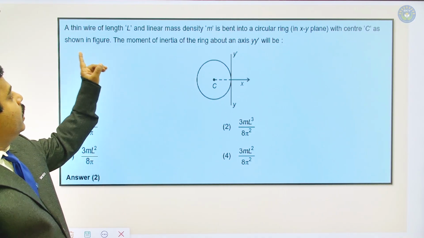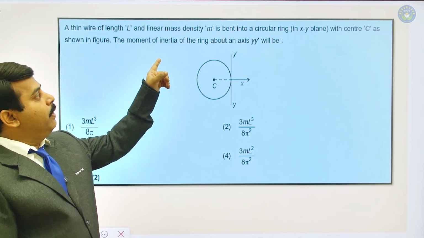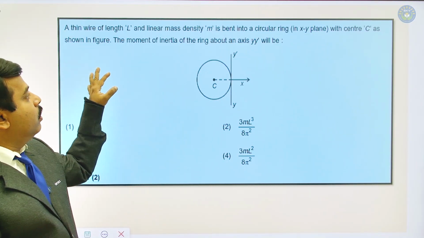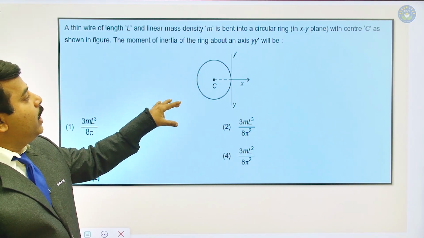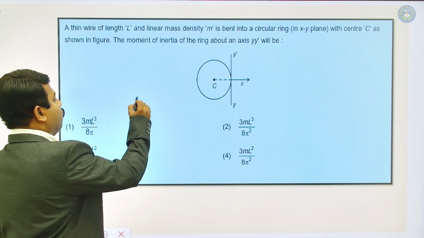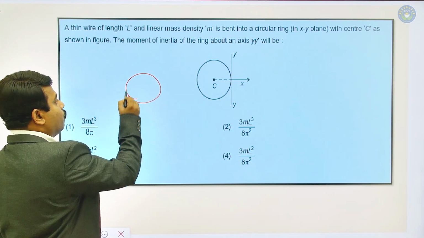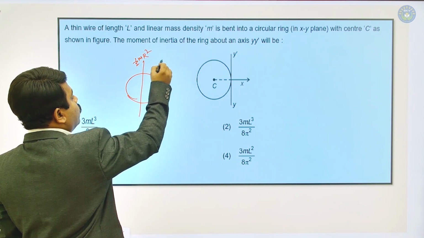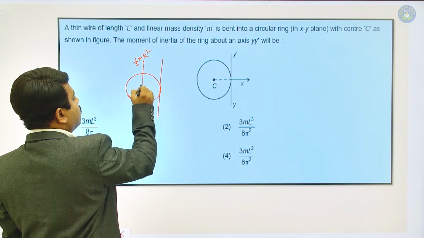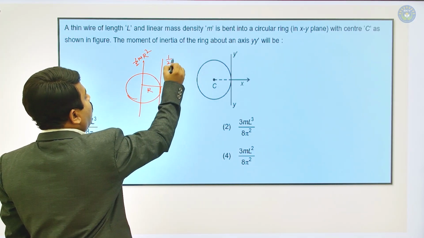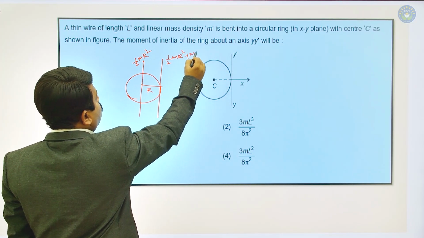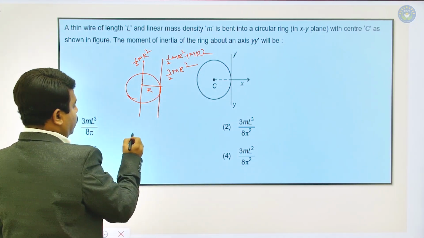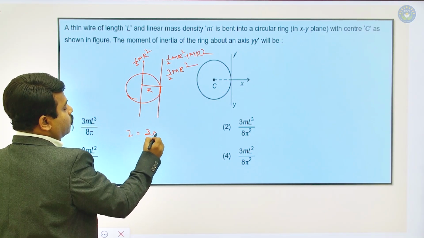A thin wire of length L and linear mass density M is bent into a circular ring with the center C as shown in the figure. Moment of inertia of the ring about the axis y dash is. See, what is the moment of inertia of a ring diametrically? Half mr square. Alright. Now, if it is about this axis, using the parallel axis theorem, half mr square plus mr square. Right. Then 3 by 2 mr square.